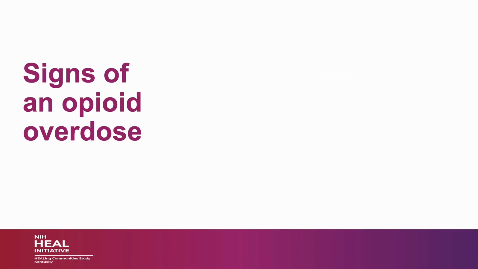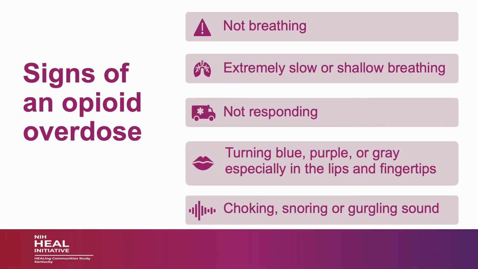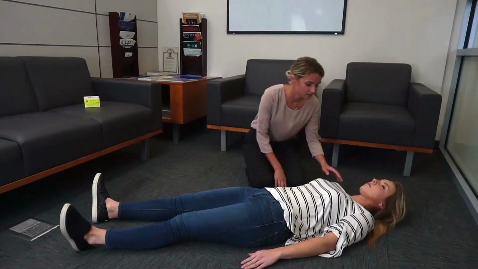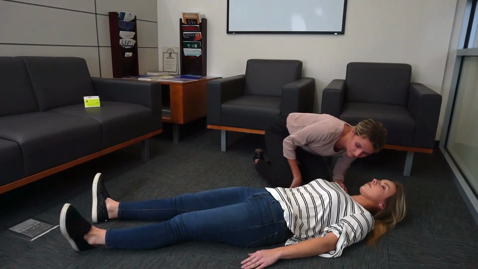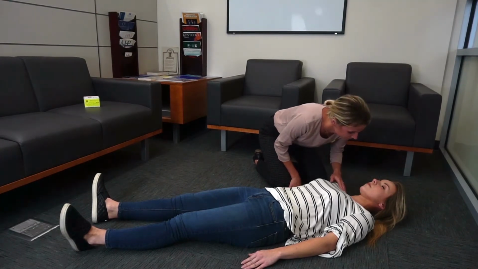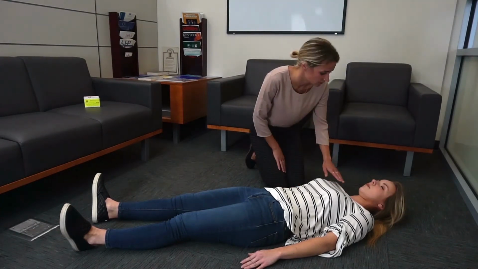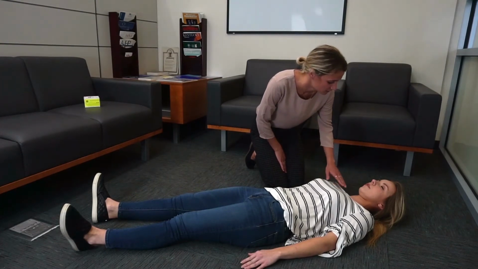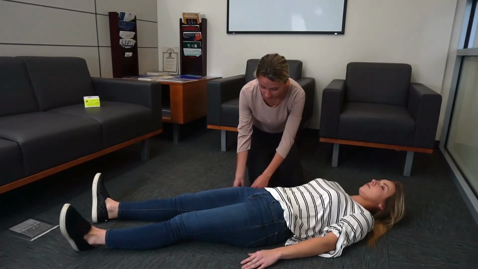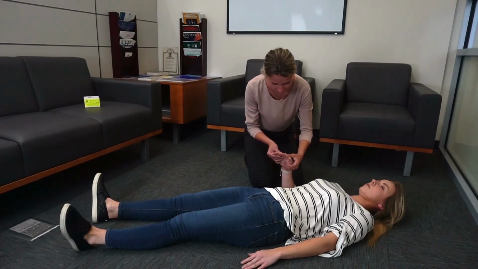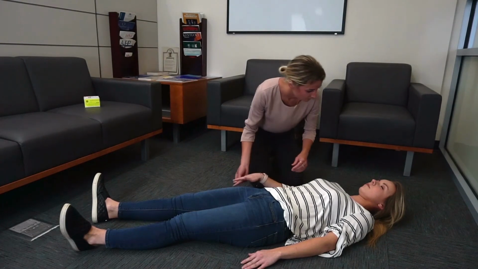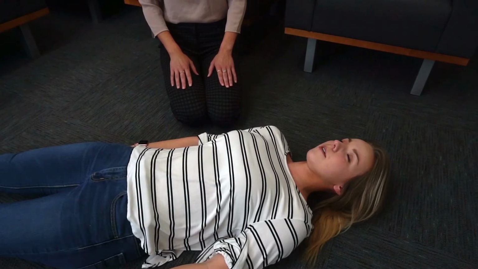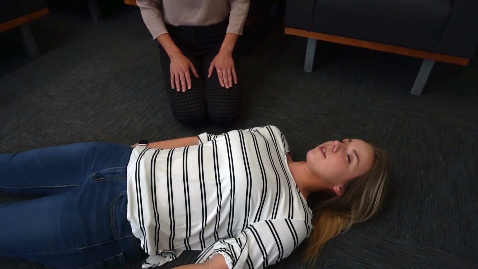In an overdose, the overwhelming effects of a drug cause body systems to start shutting down. In an opioid overdose, this means that the brain has a hard time telling the lungs to breathe. Signs of an opioid overdose include no breathing or extremely slow or shallow breathing, not responding to shouting or touch, turning blue, purple, or gray, especially in the lips and fingertips, and making choking, snoring, or gurgling sounds.